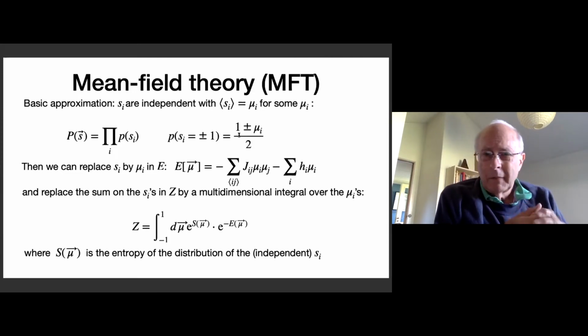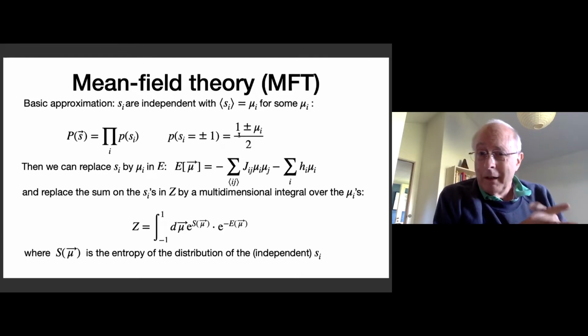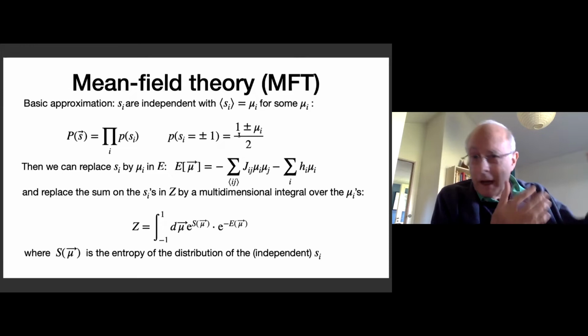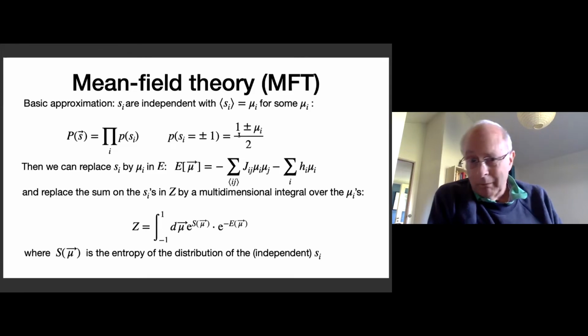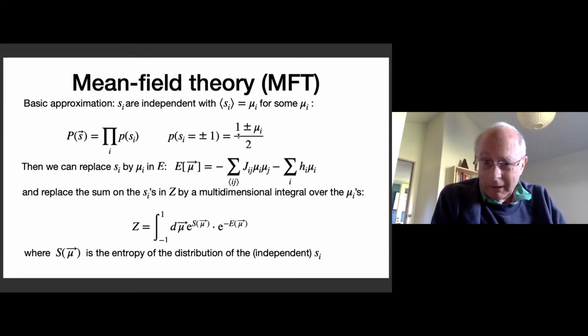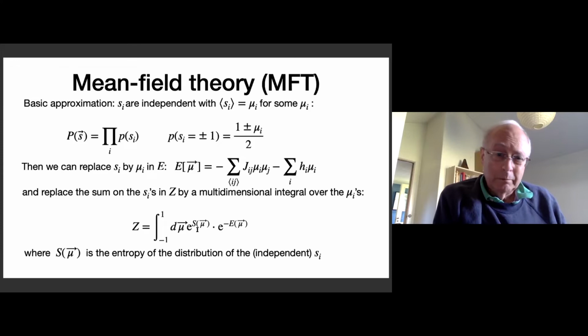Then there's only a few such configurations. So that thing should be weighted very weakly. Whereas if the mu's are all about a half or something, then there are roughly 2 to the n configurations that have that kind of mu. So you need a weighting factor, and the weighting factor you use is e to the entropy. Boltzmann's basic idea in statistical mechanics was that the entropy is the log of the number of available states. So e to the entropy is the number of states.